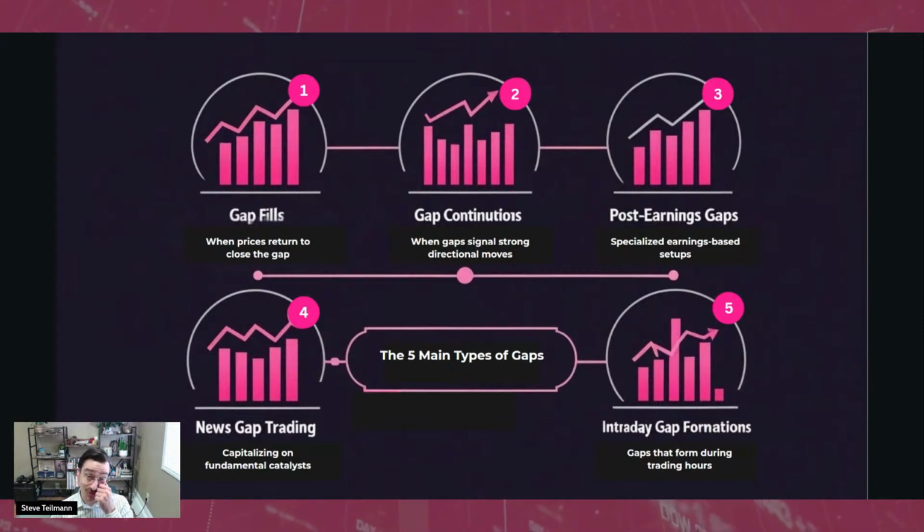And then there's also intraday gap formations, which are a little more nitty gritty. And that's when you see gaps between the morning session and the afternoon session, or maybe the London session to the New York session.